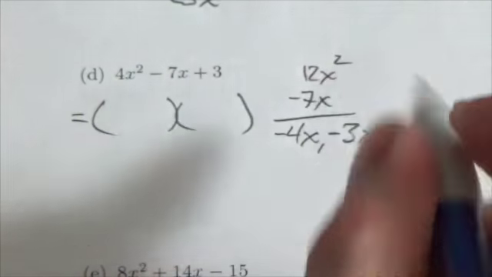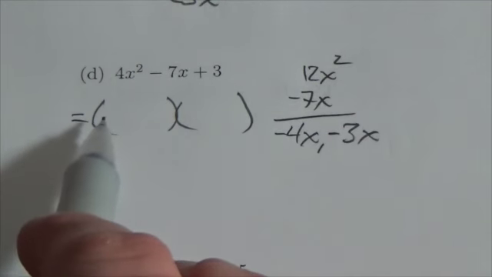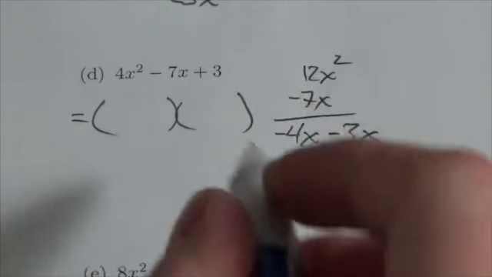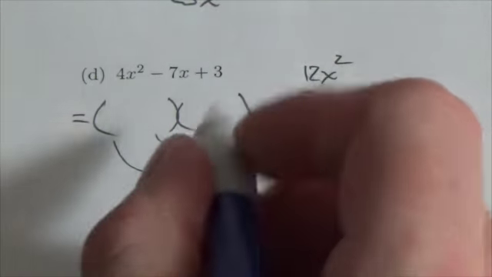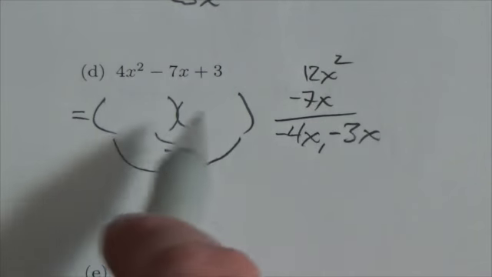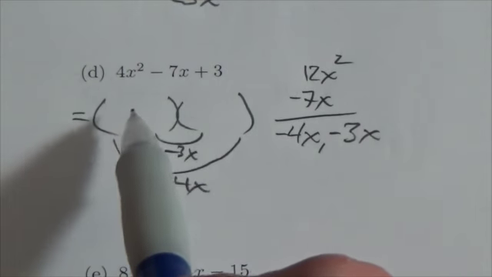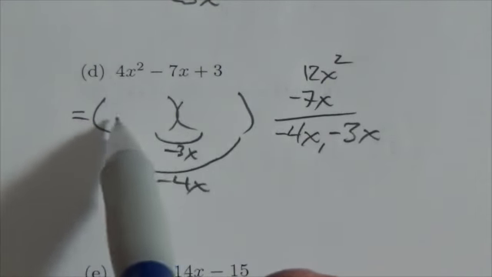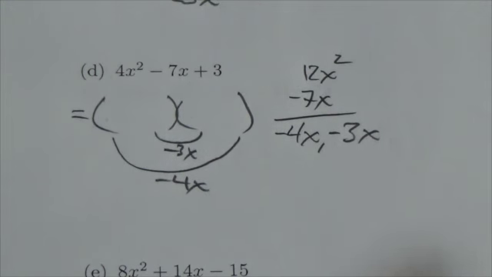So now I'm going to build my binomial. Remember that these two numbers are not necessarily part of these binomials. What they are is the outside product and the inside product. Now they may be part of it, but they might not be. Now what I do is I take a look at the first two terms in these two binomials. Their product has to be 4x squared.